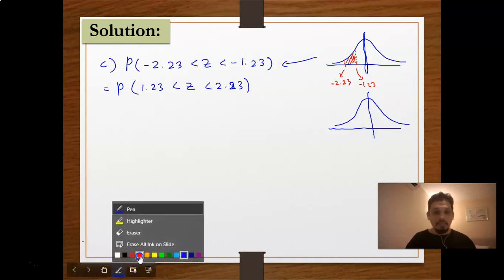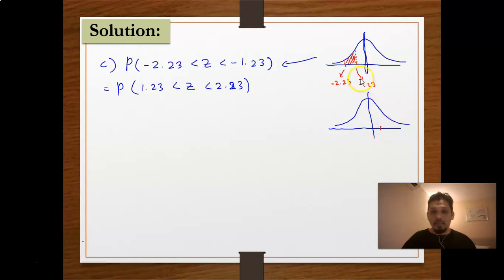And the first one then, 1.23, we bring on the side because this is 1.23, and this one here for 2.23. So then this is probability of Z greater than 1.23 minus probability of Z greater than 2.23.